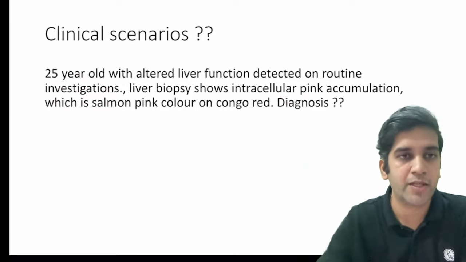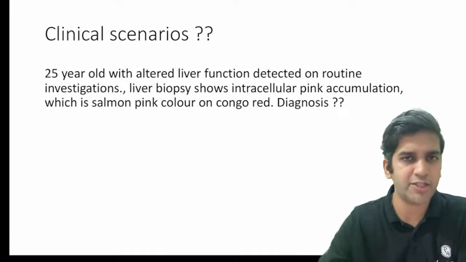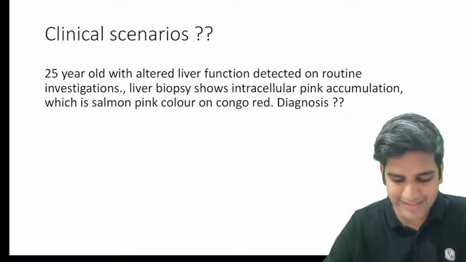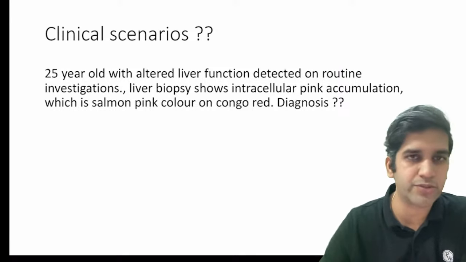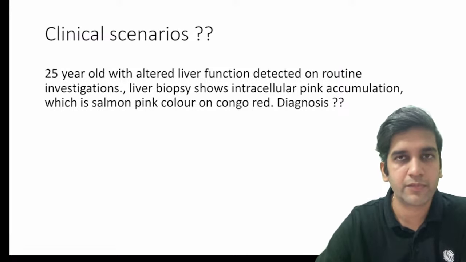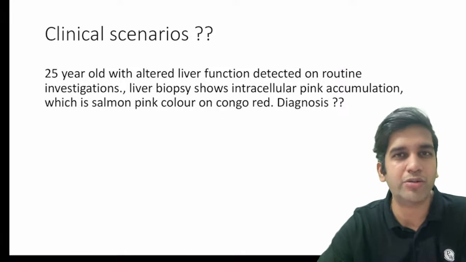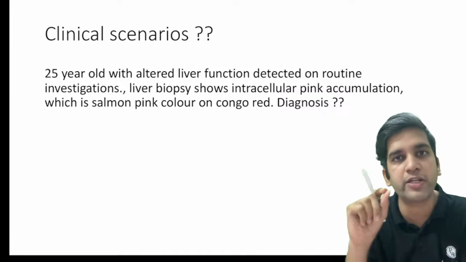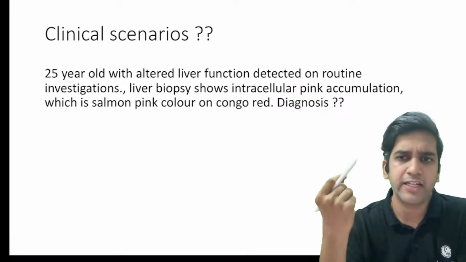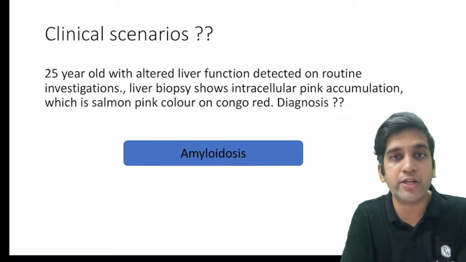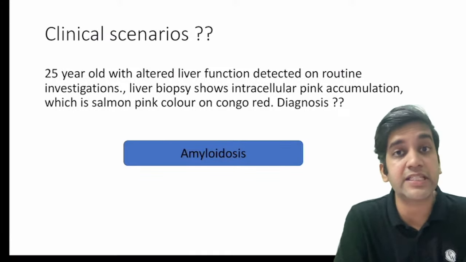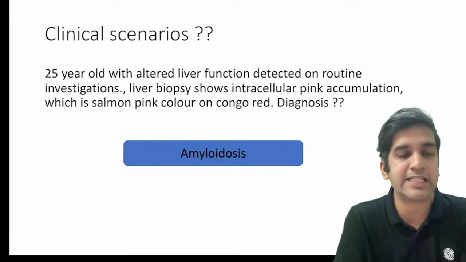Let's go with the next. 25-year-old, altered liver function on routine examination. Liver biopsy shows intracellular pink accumulation, which is salmon pink on Congo red. Your diagnosis. Same history. See, I have not changed anything, though the history might not be exactly the same in real life. But if I change a few pointers, my answer entirely changes, right? It's classical amyloidosis, right? Congo red in light microscopy will be salmon pink. Whatever you guys said, apple green birefringence is seen in polarized light, right? That's a classical feature of amyloidosis.